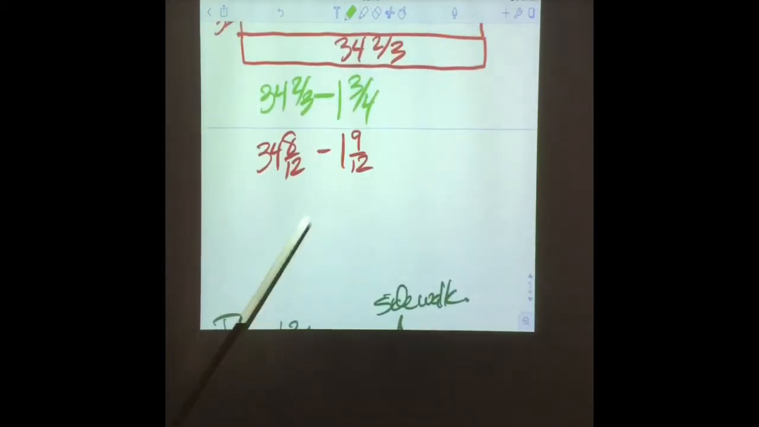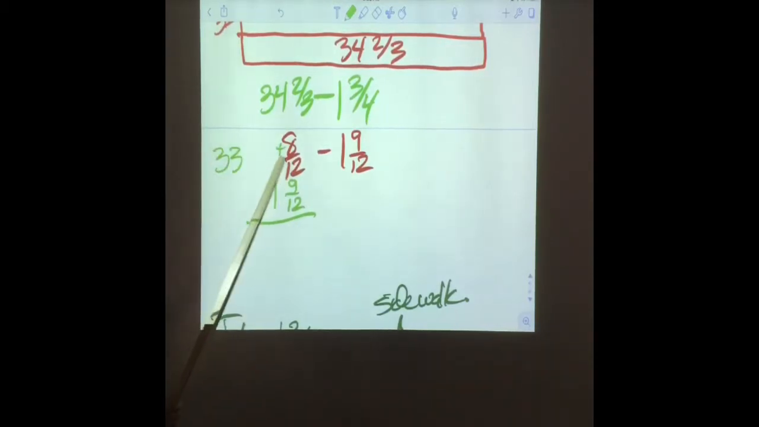How come? Why can't we take 9/12 from 8/12? Can I take 9 away from 8? No, I can't. What am I going to have to do? I'm going to have to borrow. So this becomes a 33, doesn't it? So I'm going to rewrite this, if that's okay. How much do I add to my 8? Well, I have to add my 12, right? Because I borrowed 1 whole. So 12 plus 8 is 20.